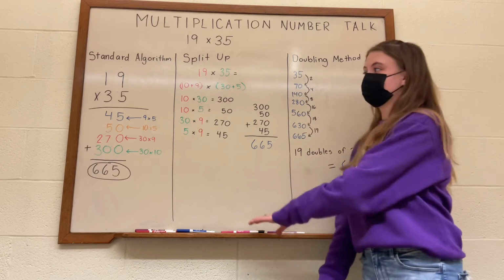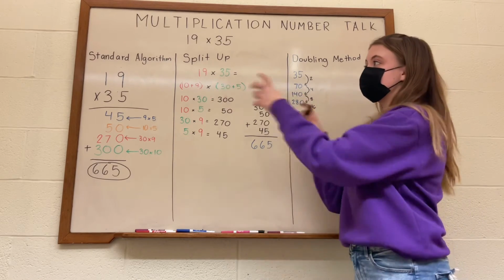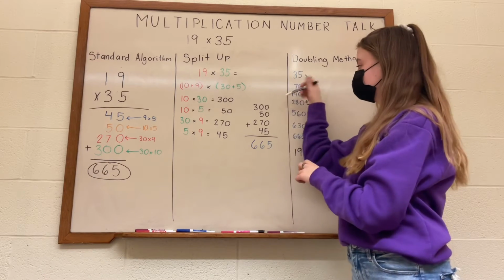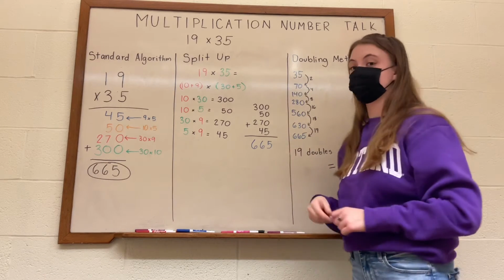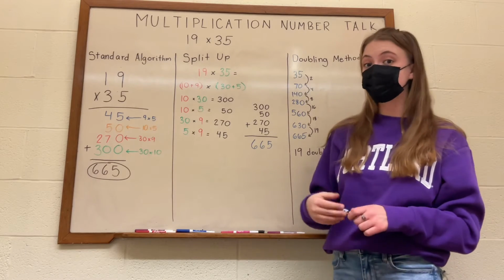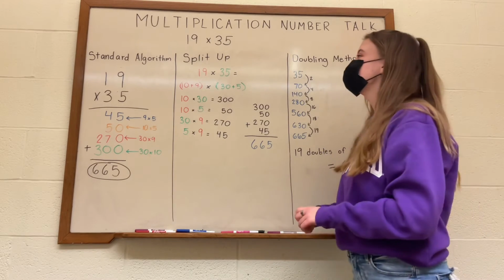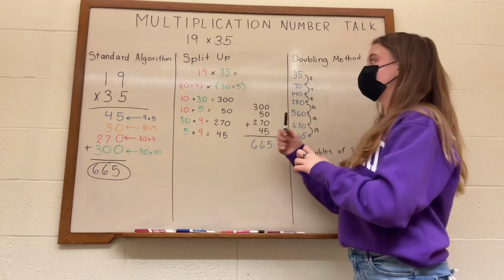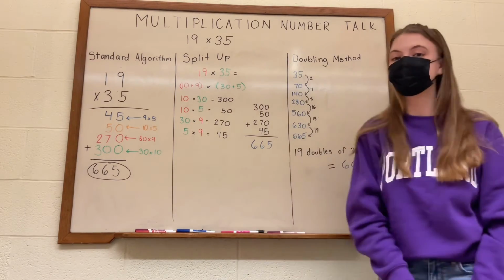And these methods work because you are just splitting up the pieces of the problem and putting them together, and you still get 665 as your answer because multiplication is commutative, so you can essentially mix up each piece of the problem to get the answer.